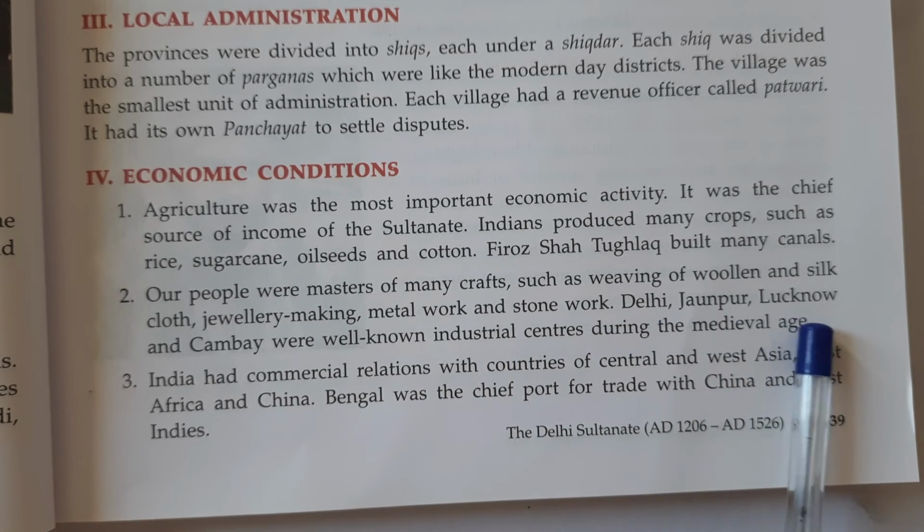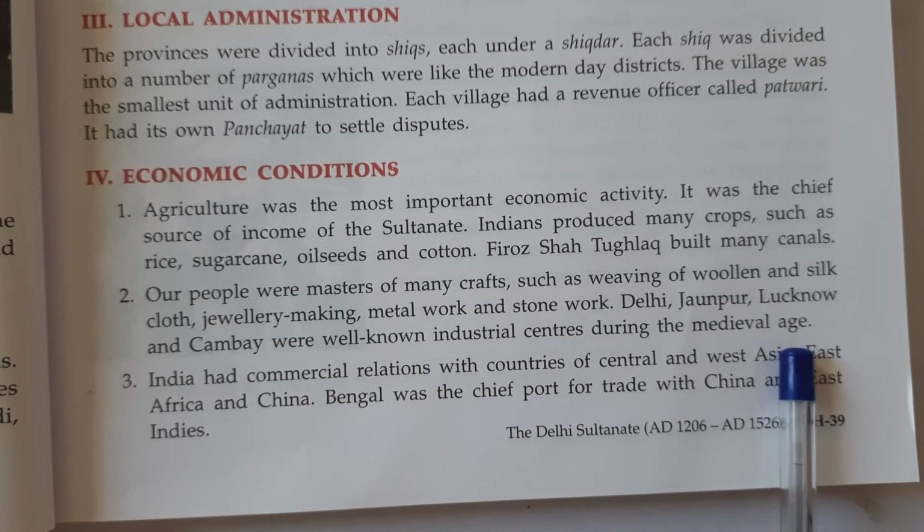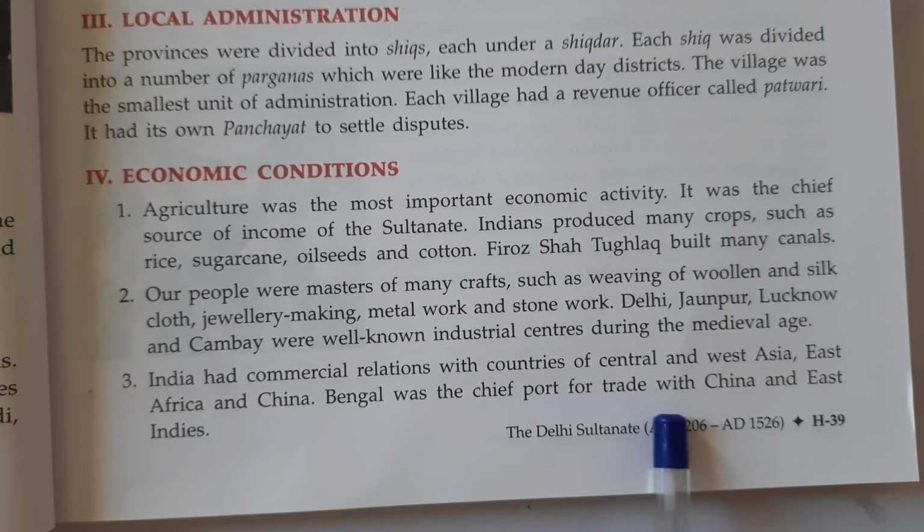Delhi, Jaunpur, Lucknow, and Cambay were well known industrial centers during the medieval age. India had commercial relations with countries of Central and West Asia, East Africa, and China. Bengal was the chief port for trade with China and East Indies.